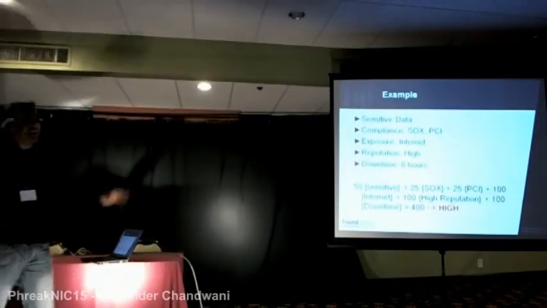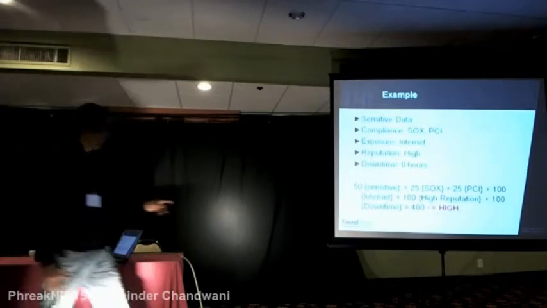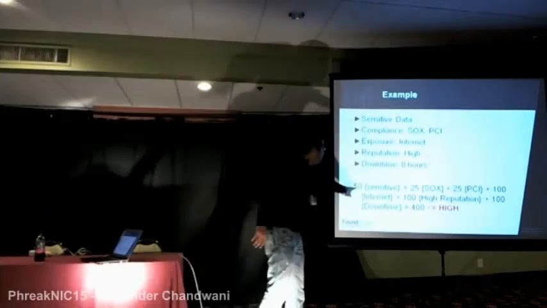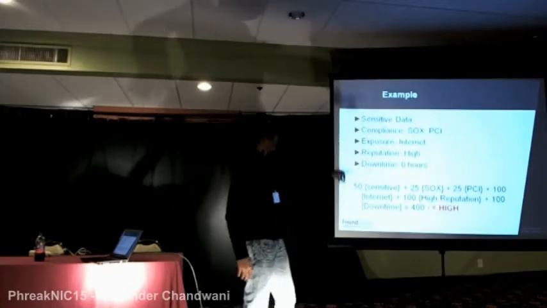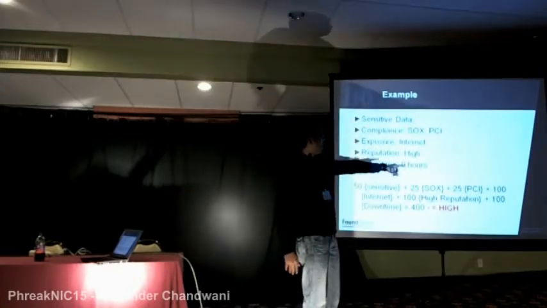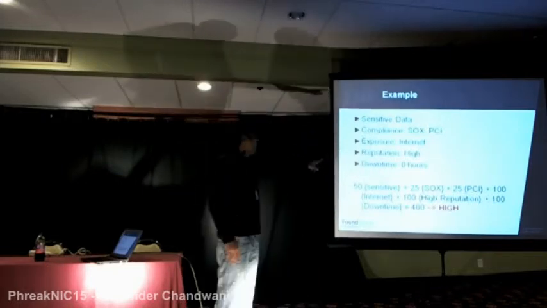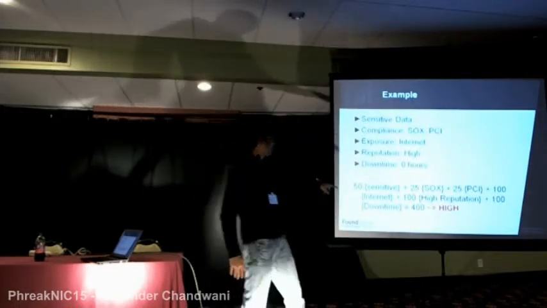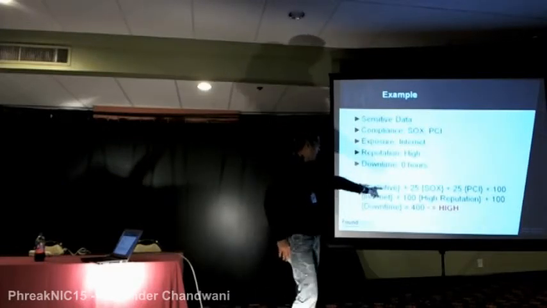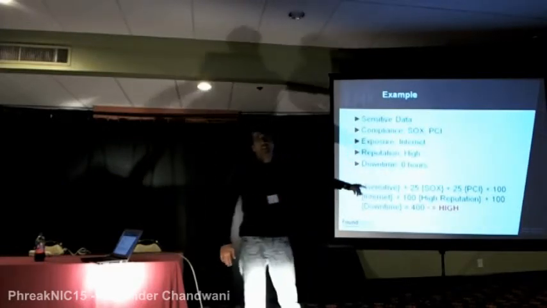Say consider an application which deals with sensitive data. As discussed before, we give it 50 points. And it has to meet compliance of Sarbanes-Oxley and PCI. That makes it 25 and 25. And the reputation of that application is high, and you can't afford any downtime in it. So that brings a total of 400, which makes it a high-risk application.